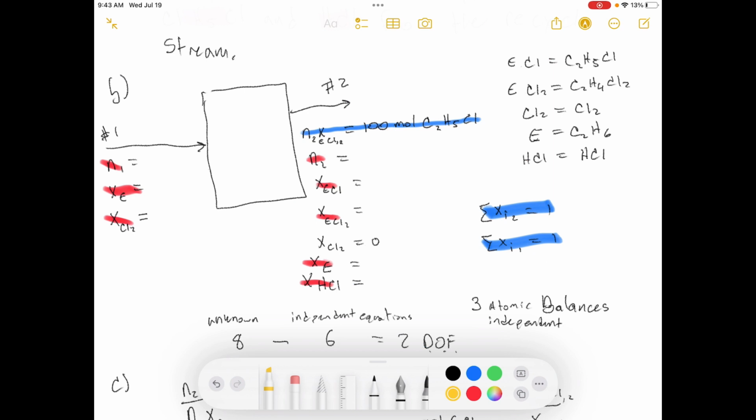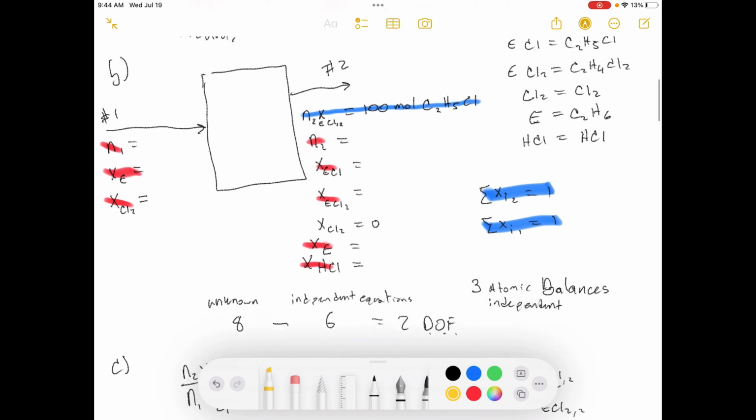Okay. Part B. Take a basis of 100 moles of monochloroethane produced. Assume that the feed contains only ethane and chlorine, and that all of the chlorine is consumed, and carry out a degree of freedom analysis based on atomic species balances. Okay, so what we've got here is I've highlighted in red all of the unknowns. So we've got 3, 6, 8 unknowns, right? And then how many independent equations do we have?